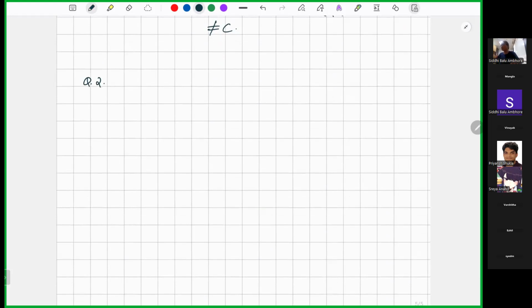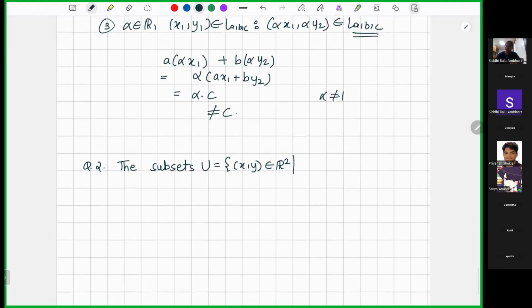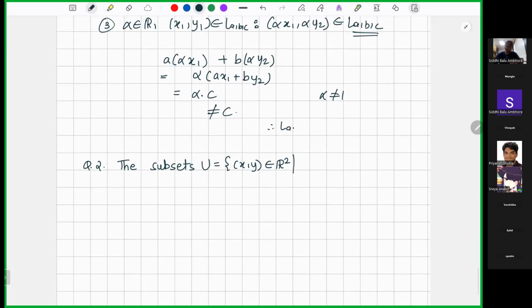The next question is similar to what we are discussing. So now we again have to check the subset U is equal to x comma y in R2 such that, so let me just forward. Therefore LABC is not a subspace.